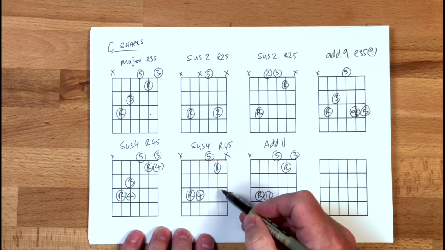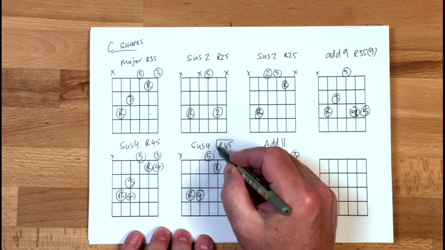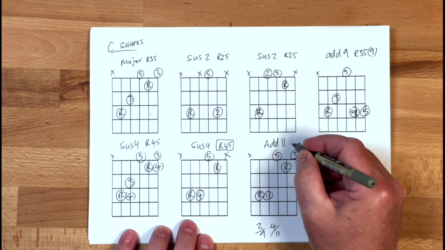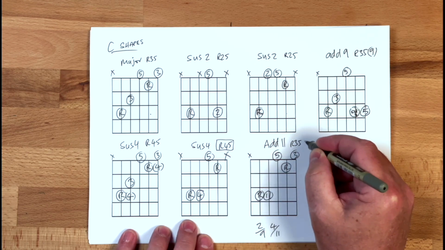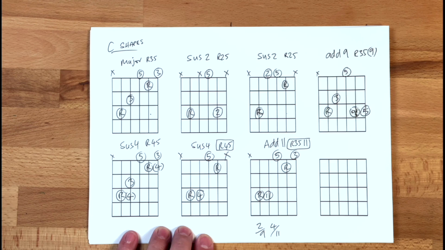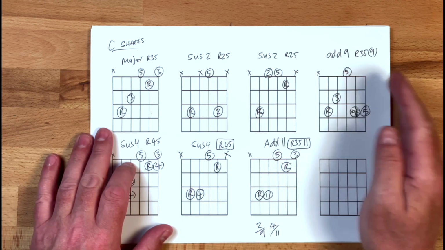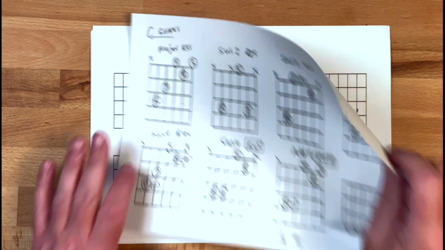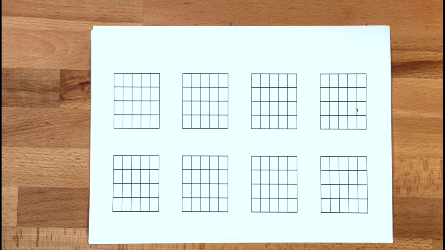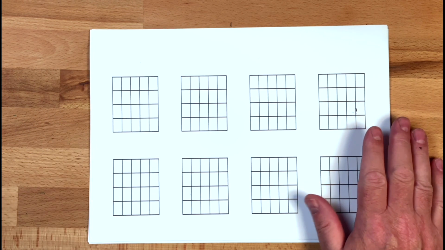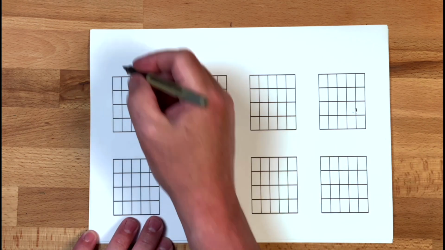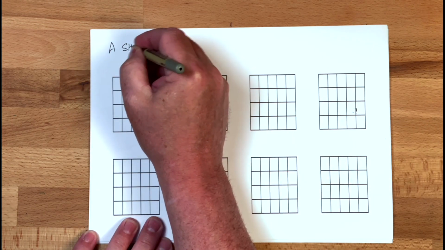There is nothing in the diagram that doesn't exist in the formula. The formula is there: root, third, fifth, and 11th. We've just added that 11th to it. So these are the C shapes. Let me fire through some of the others. The C shapes and the G shapes are the worst to get through because they have two thirds. The E, A, and D shapes don't, which brings me to the A shapes.